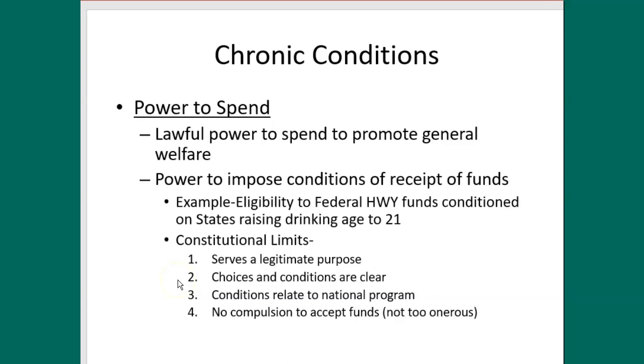Choices and conditions are clear. The law was clear enough. If you wanted these extra highway funds, you had to hike up your drinking age. And the conditions related to a national program, not targeted specifically to a particular state. And these were national programs. And there's no real compulsion to accept the funds. In other words, if you wanted the extra funds, you had to raise the law. But it wasn't as if the government were going to take away all highway support if you didn't raise your drinking age to 21. That would have been too onerous.